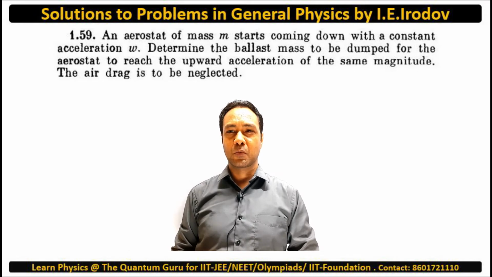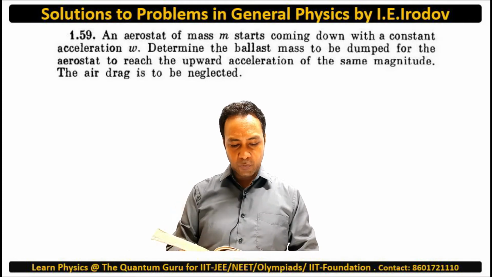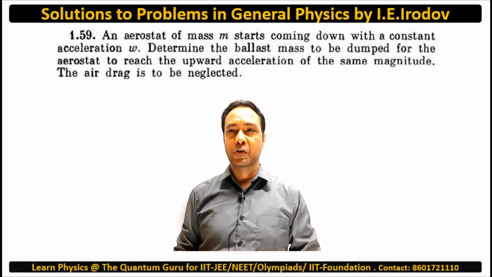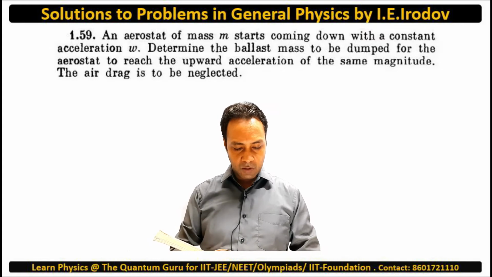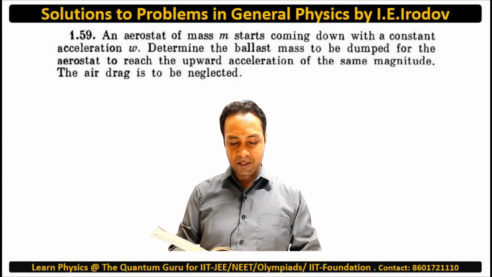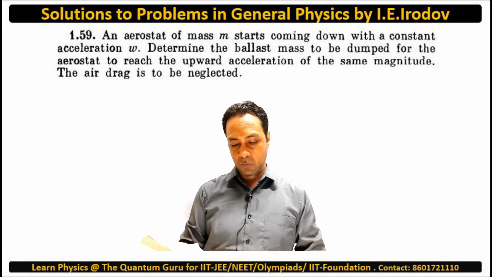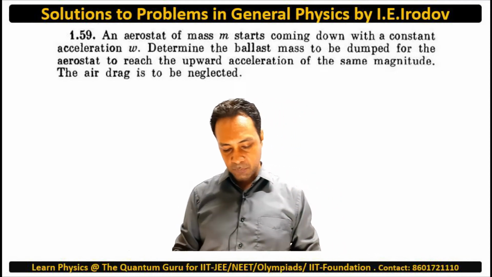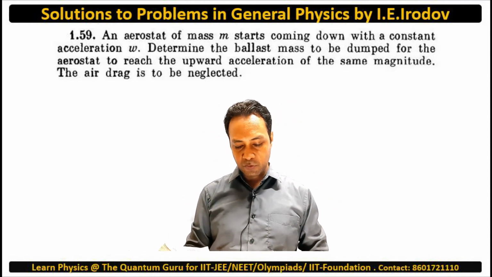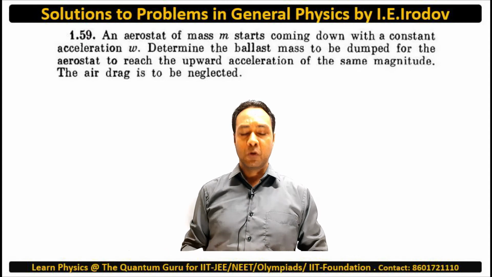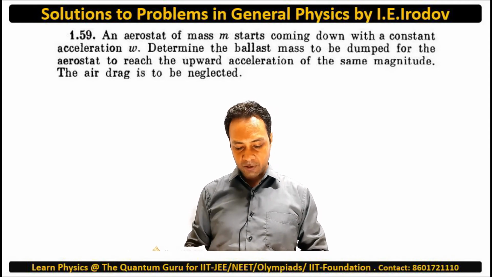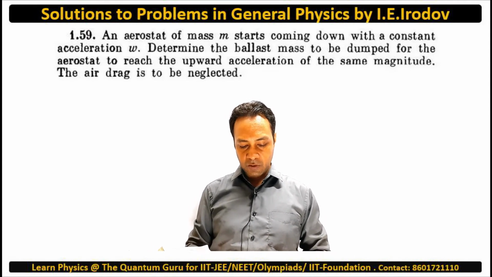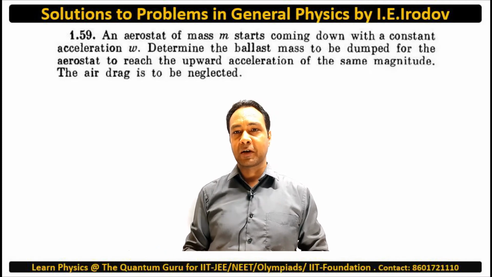My name is Brajesh Kumar Chaudhary, and in this video I'm going to discuss question number 1.59 of Irodov. So this question states, an aerostat of mass m starts coming down with a constant acceleration w. Determine the ballast mass to be dumped for the aerostat to reach the upward acceleration of the same magnitude. The air drag is to be neglected.